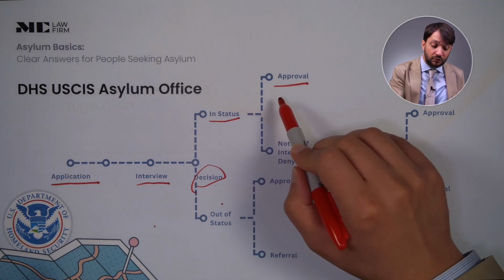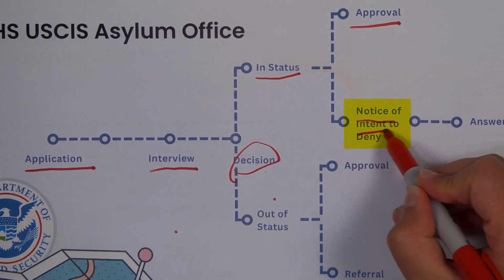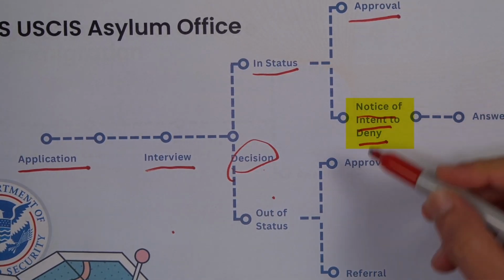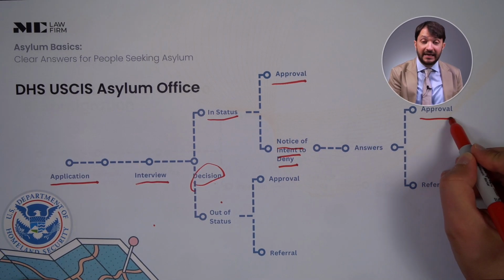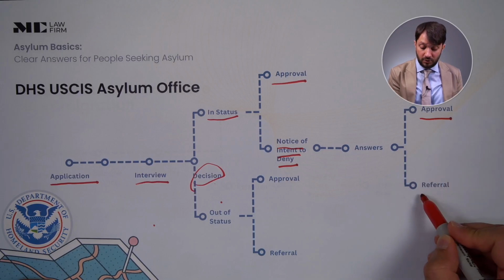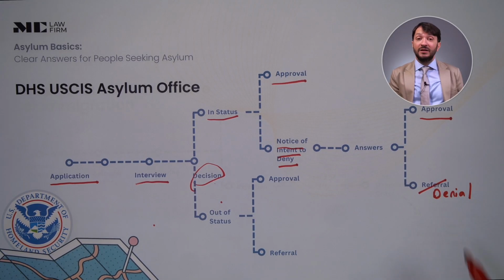If you are not approved and you have status, the next step is a notice of intent to deny. They come up with a preliminary decision, you respond to it, and after that, again, there could be an approval or you could be denied. Denial, in this case, is not final, because there is a provision that says the final say for asylum purposes has to be by an immigration judge.